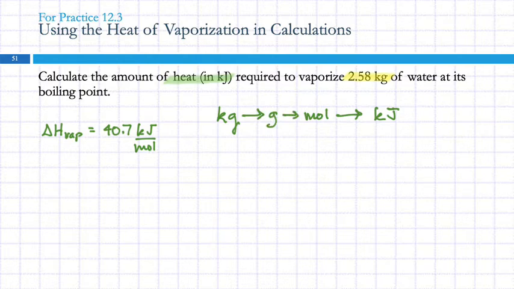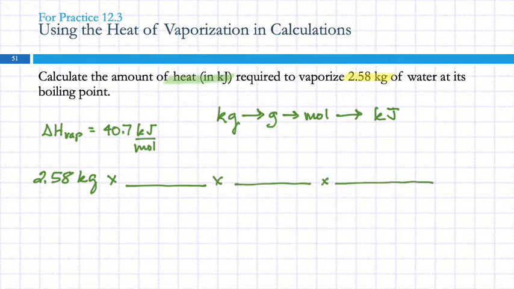Because I can calculate the molar mass, but that's in grams per mole instead of kilograms. So there's my path. I've got 3 arrows. So I'm going to start with 2.58 kilograms of water. 3 arrows means 3 conversion factors. These are the units in the numerator: kilogram, gram, mole, kilojoule.